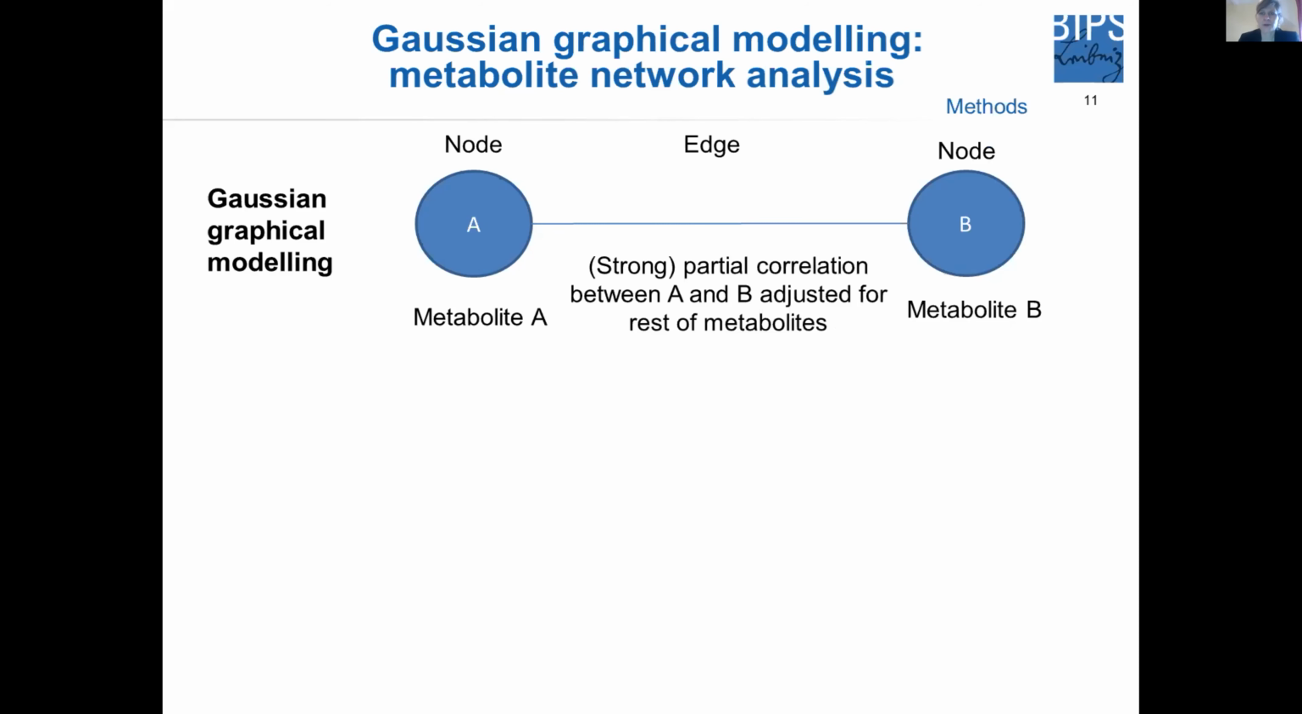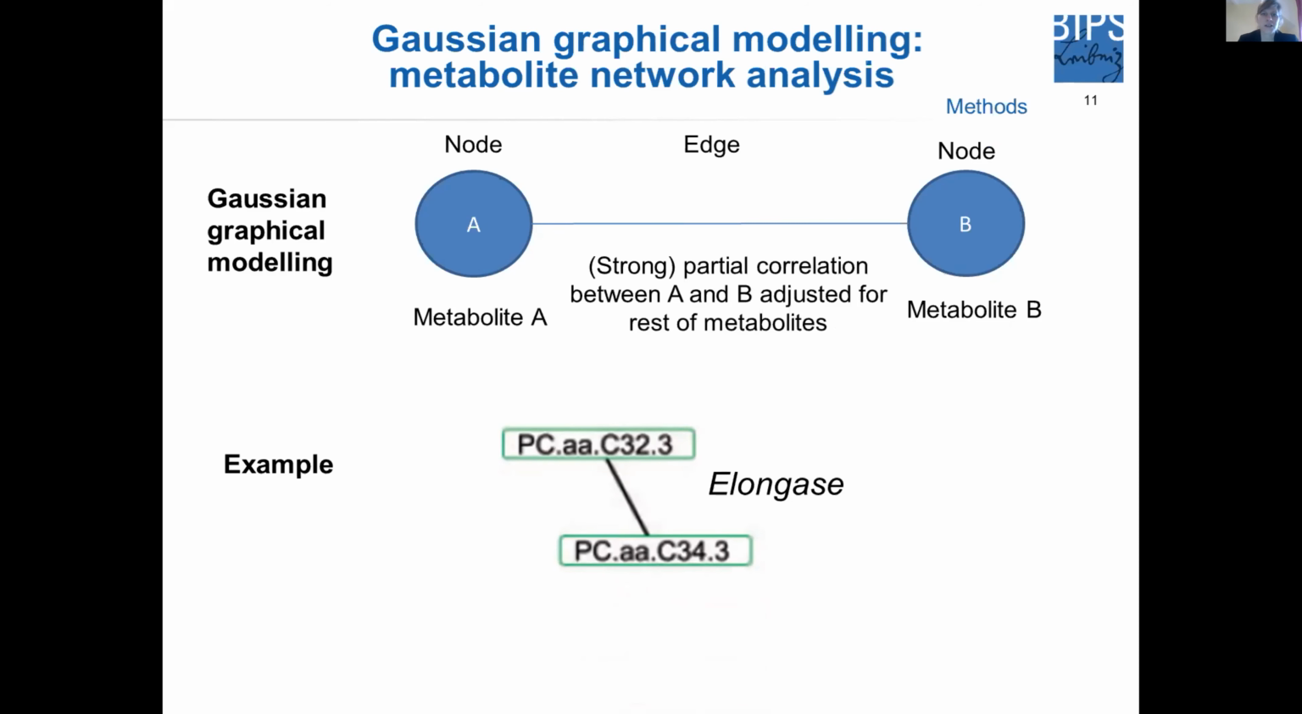When you have a network, you call the metabolites nodes, and the connections, the partial correlations between metabolites, are the edges. This is a data-driven approach, but when you run these models, you actually find some biologically plausible associations. Usually the metabolites that are neighboring in your network are one reaction step apart. So what you can see here is phosphatidylcholine with 32 carbon atoms, and the other one with 34 carbon atoms, and this is one elongation reaction.